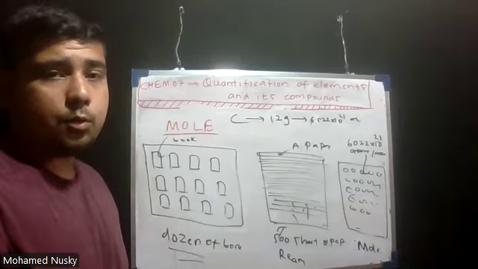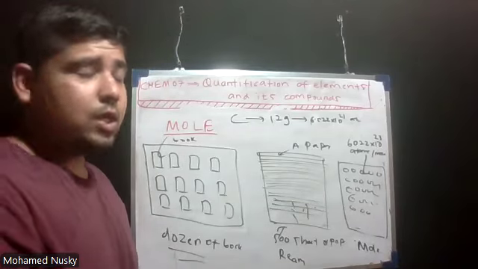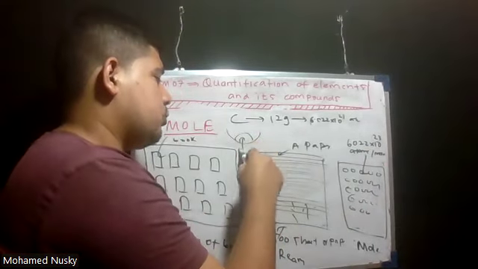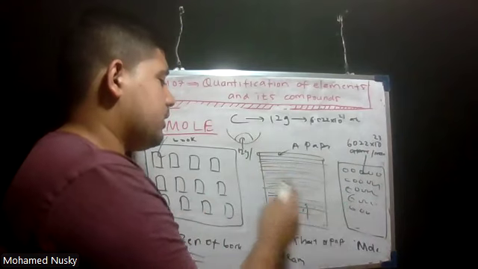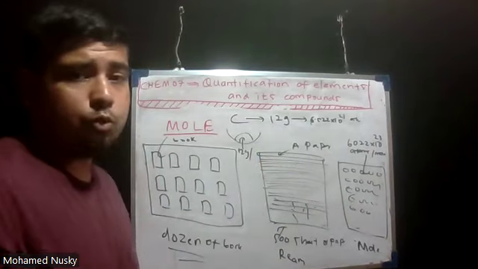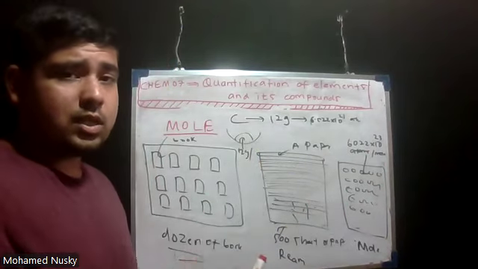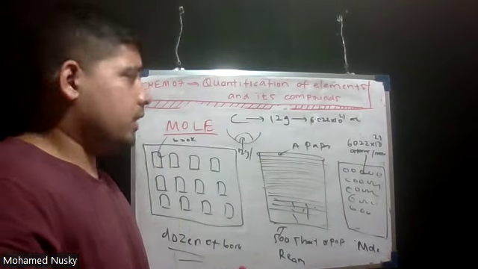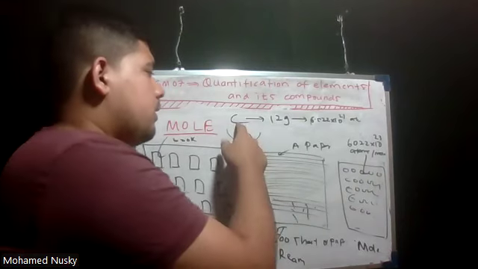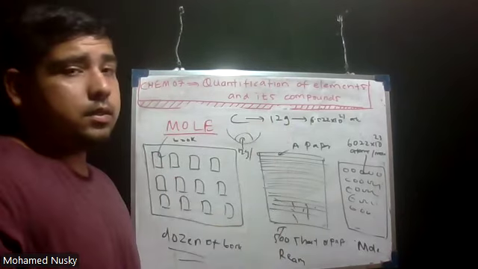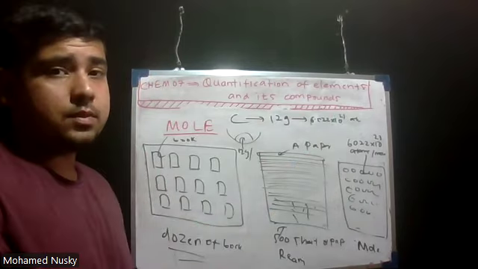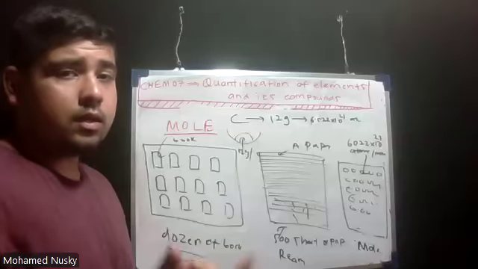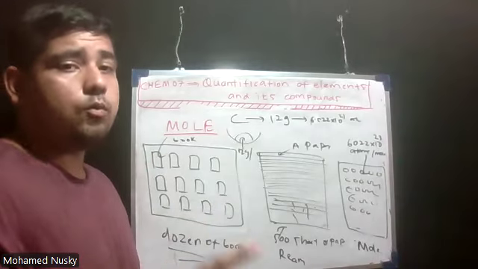6.022 into 10 to the power 23 atoms will be there. Now I have taken carbon, 12 grams, and how many atoms does it have? 6.022 into 10 to the power 23. Then what is the term that I can give? That is a mole. If I take 12 grams of carbon, it will have so many atoms. If there are so many atoms, then what is the term that I will give? I am giving the term mole for it.